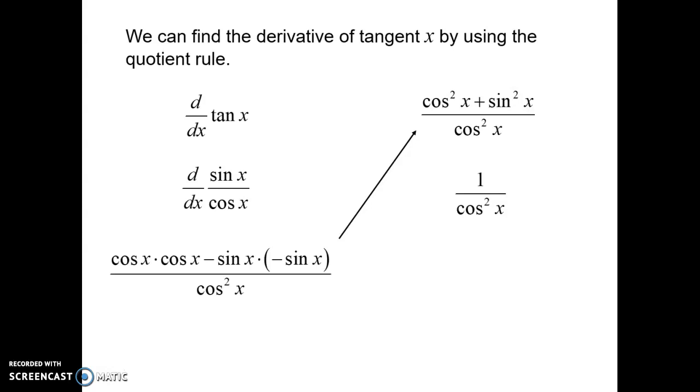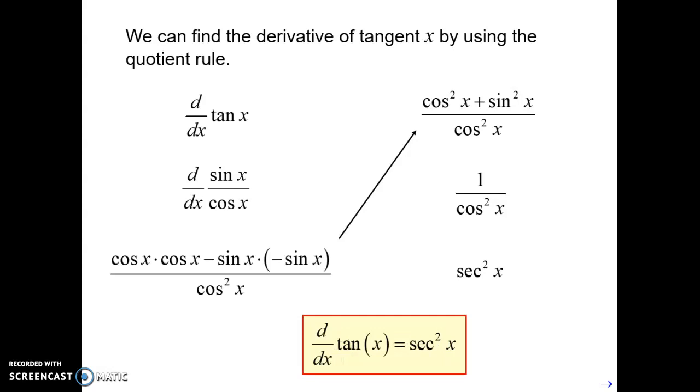So we could leave our derivative of tangent as 1 over cosine squared, or its equivalent, secant squared, which is usually what most textbooks and most authors will use for the derivative of the tangent curve. But both are equivalent forms of the same answer. But for the most part, we say that the derivative of the tangent curve is equal to secant squared of x. Derivative of tangent of x is equal to secant squared x.